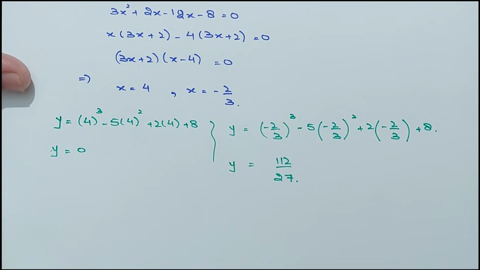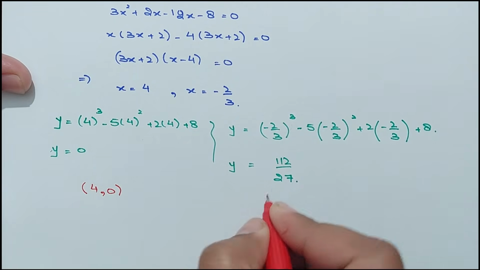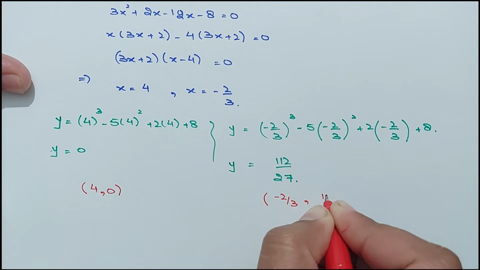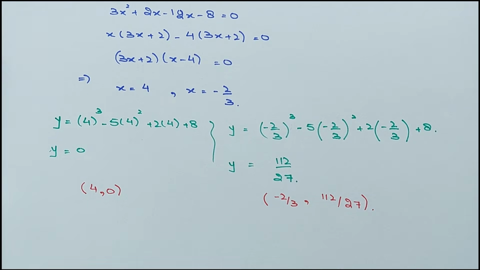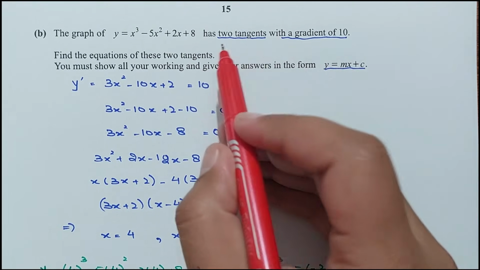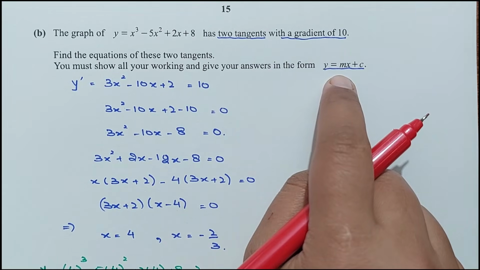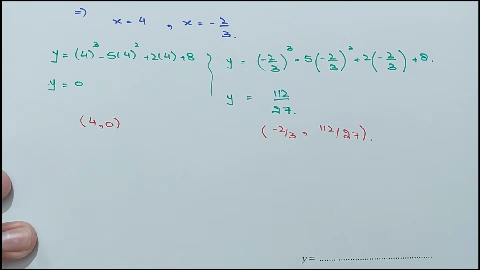Now we have the two coordinates. The first one is 4 and 0, and the second one is minus 2 by 3 and 112 by 27, right? Now we have to find the equations of tangents in this form, right? So for equations of tangents, it has two tangents with a gradient of 10. The slope of those two tangents are 10. It means the m value is 10 we have given. We have to solve for c.